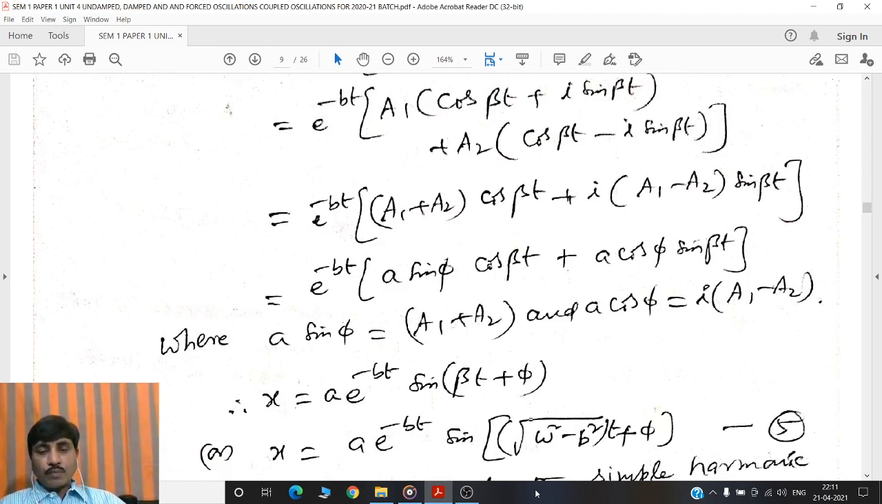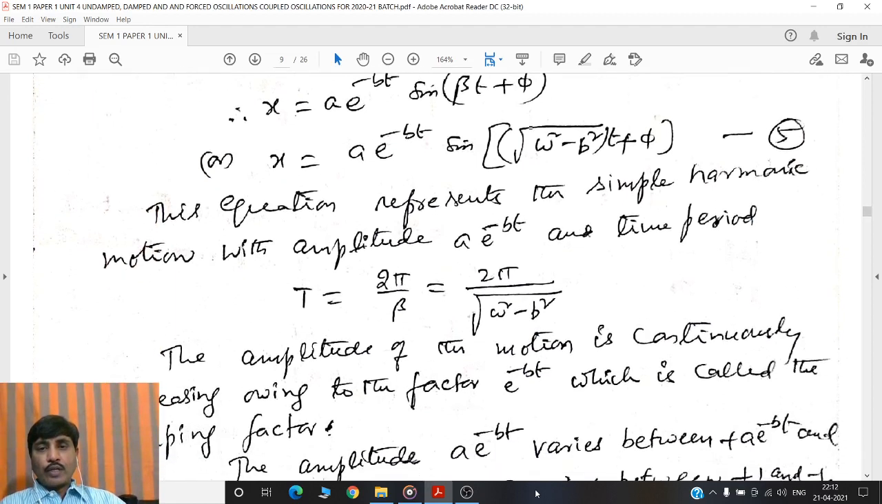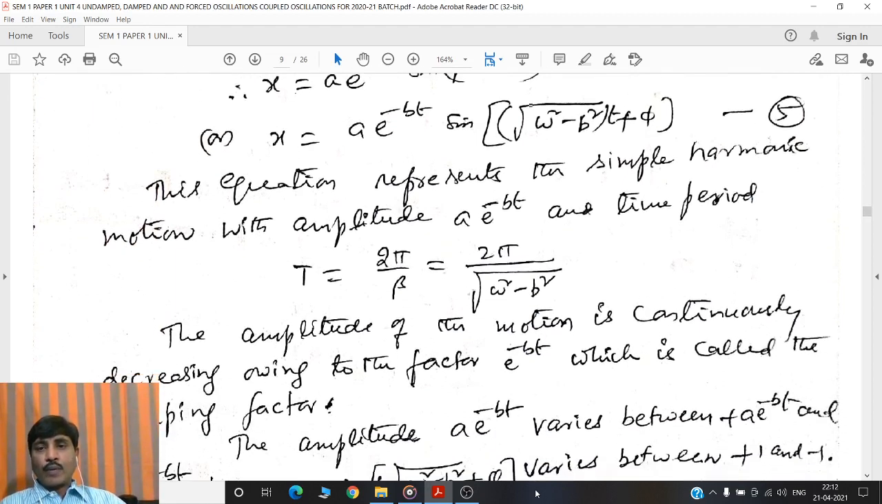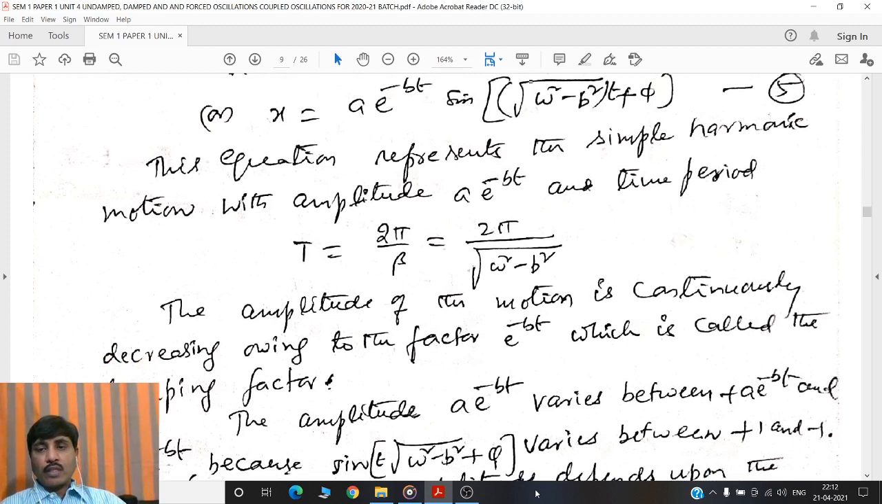Therefore, x is equal to a into e power minus bt into sin of beta t plus phi, or x is equal to a into e power minus bt into sin of square root of omega square minus b square into t plus phi. That is equation 5. This equation represents the simple harmonic motion with amplitude a into e power minus bt and the time period T equal to 2 pi by beta, that is equal to 2 pi by square root of omega square minus b square. In this case, the amplitude of motion is continuously decreasing owing to the factor e power minus bt, which is called the damping factor.